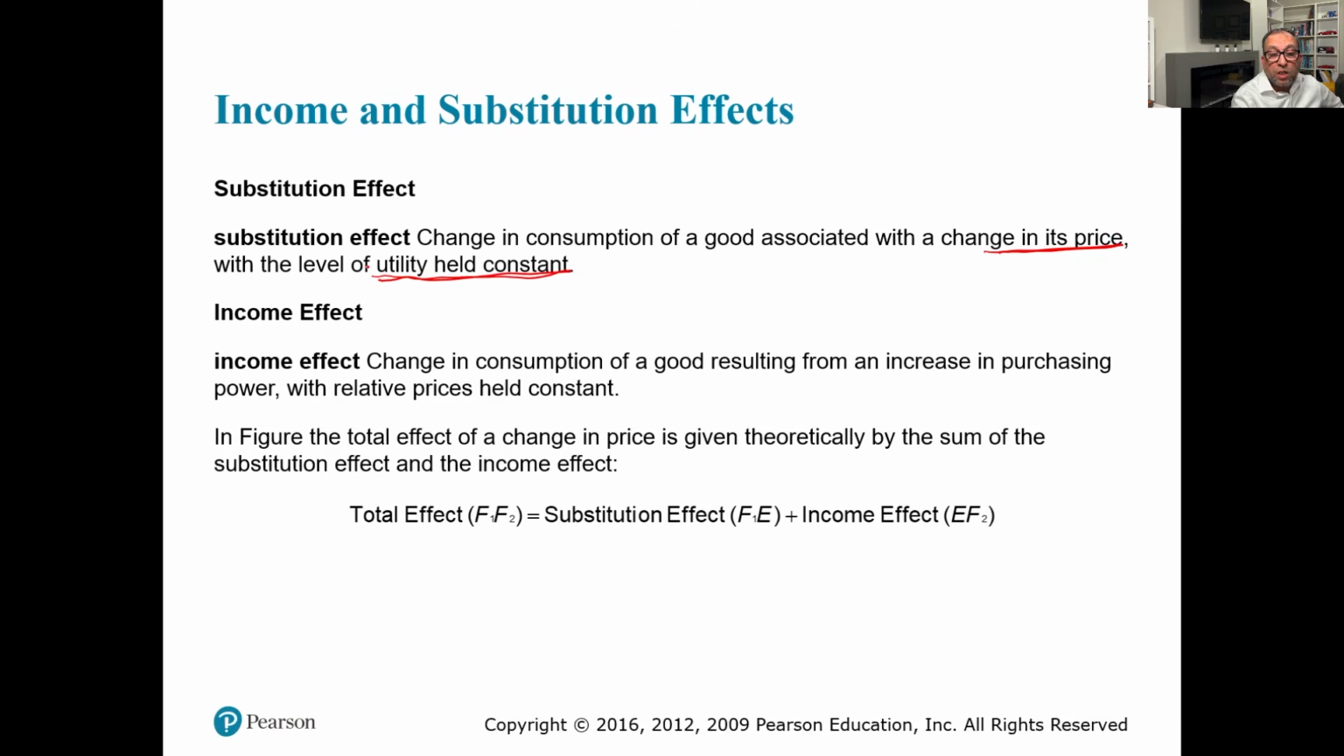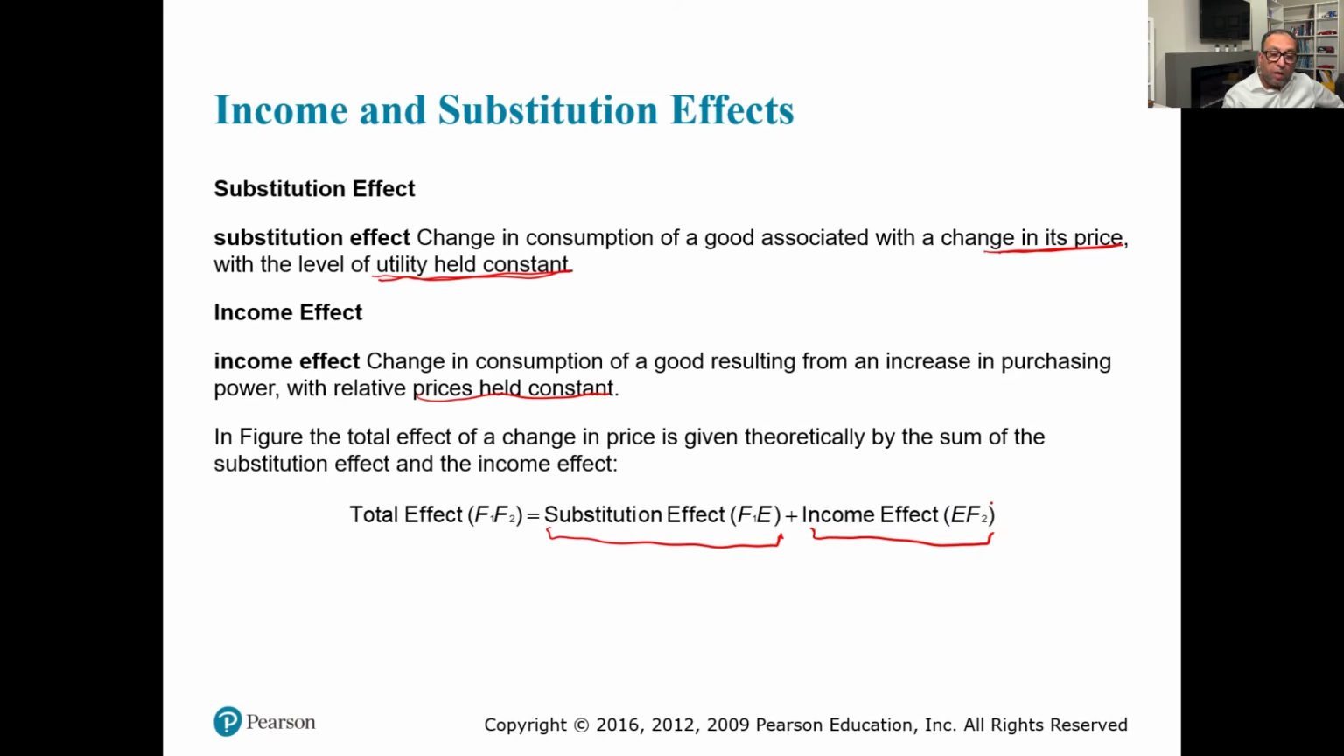Income effect: change in consumption of a good resulting from an increase in purchasing power with relative prices held constant. So with price held constant, what is happening? You are buying more of it, and in this way your utility is increasing. So when we want to see the total effect of this change in the price of one good, we divide these effects into two parts, and we discuss that. One is called the substitution effect, the other one is called the income effect.